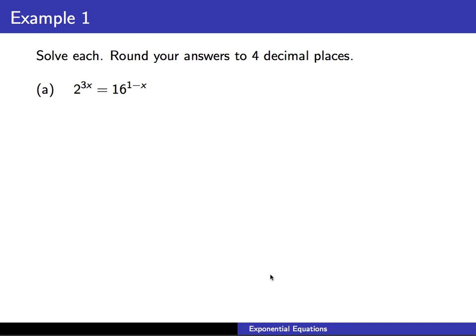So example 1, solve each. Round your answers to 4 decimal places. So we have 2 to the 3x equals 16 to the 1 minus x. Now, in that last slide, we said if possible, try to write the bases as using the same base with maybe different powers. So for instance, 16 is 2 to the 4th power. So we can write this as 2 to the 3x equals 2 to the 4th power being raised to the 1 minus x power. And then using our power property for exponents, we're going to multiply 4 times 1 minus x and get 4 minus 4x.